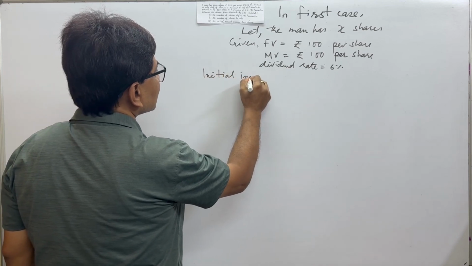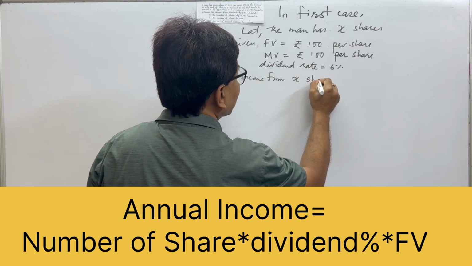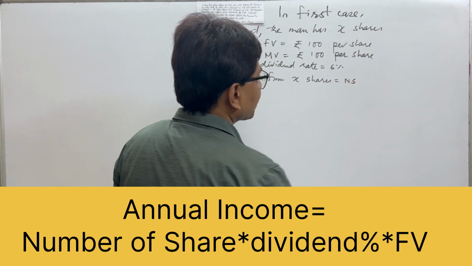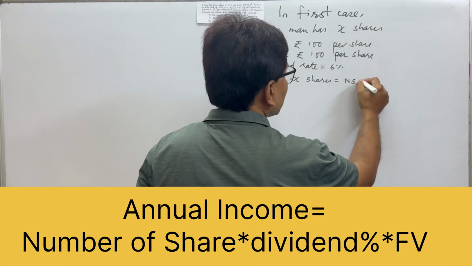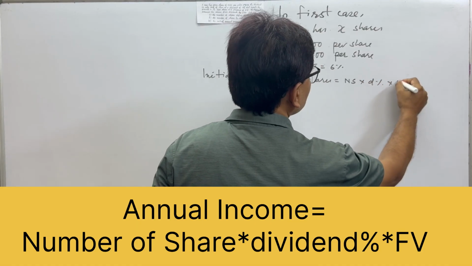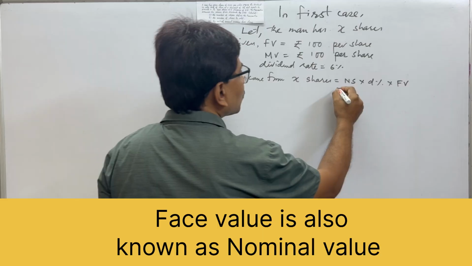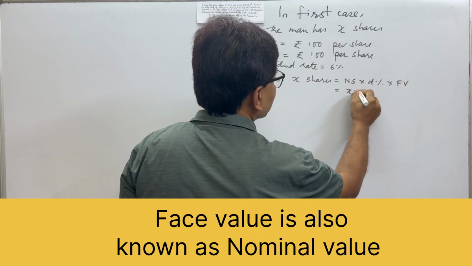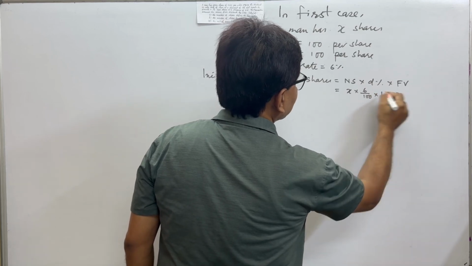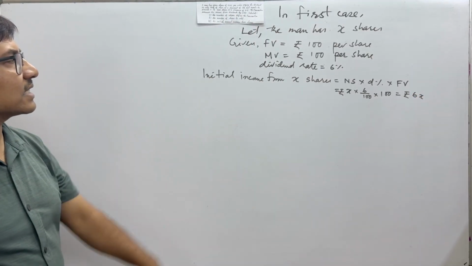Initial income from X number of shares. Now we know the formula: number of shares NS into dividend percent into face value or nominal value. So write down FV, face value. You may write NV also, nominal value, same thing. So NS, number of shares X, dividend rate 6 by 100, face value is 100, that is rupees 6x. I hope this part is clear.